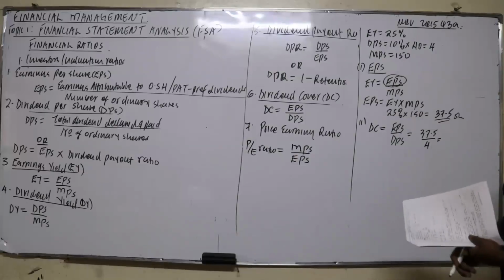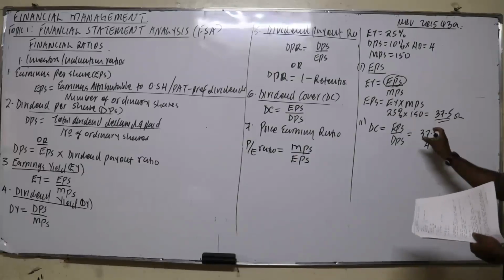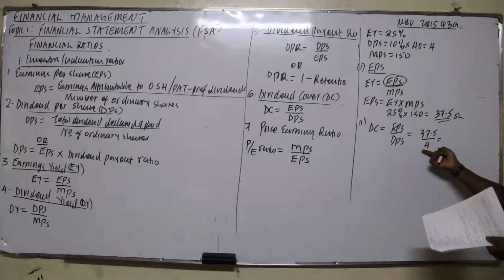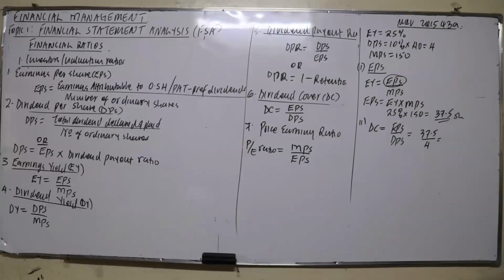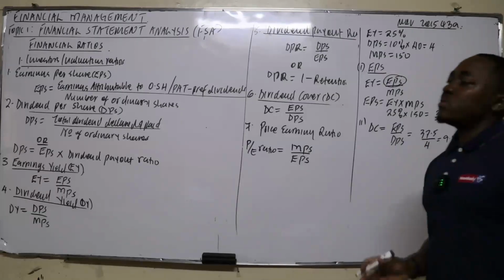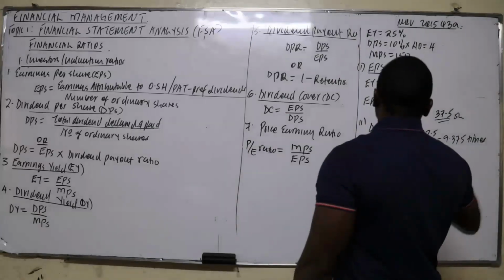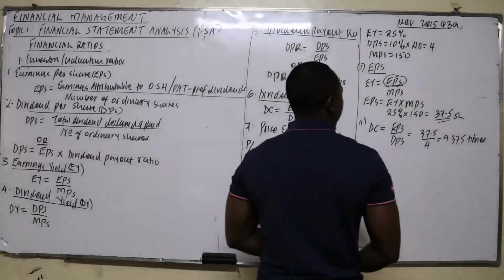Now the question is, if you have to distribute all the earnings as dividend, the dividend per share is 4. So we can pay it how many times? So what is the ratio? 9.375 times. Yeah, it shows the number of times through which you can pay the dividend out of the available earnings. So it can be paid 9.375 times.